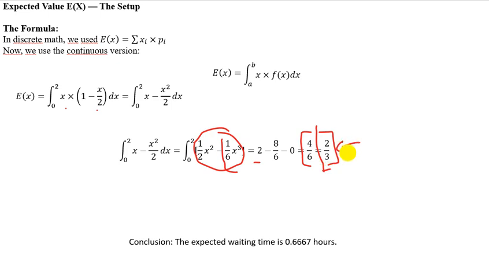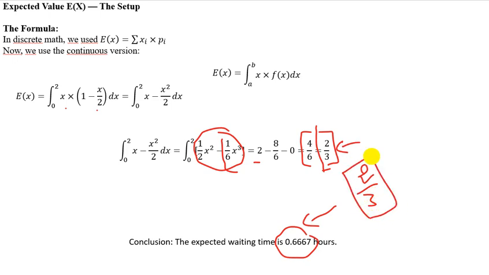And what does the expected value tell us? It means that the expected waiting time for this technician to fix this laptop is 0.6667 hours, or 2 over 3 hours.